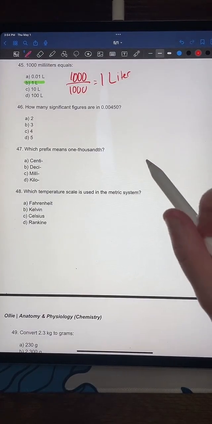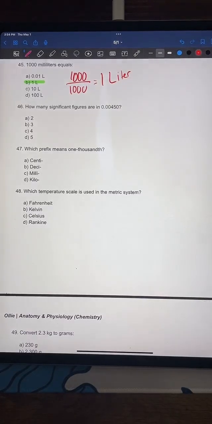Sig figs, the bane of existence in chemistry. How many sig figs are in 0.00450? That's number 46.